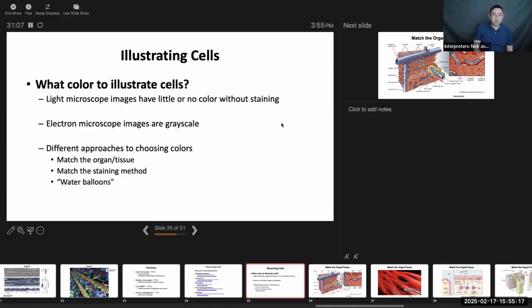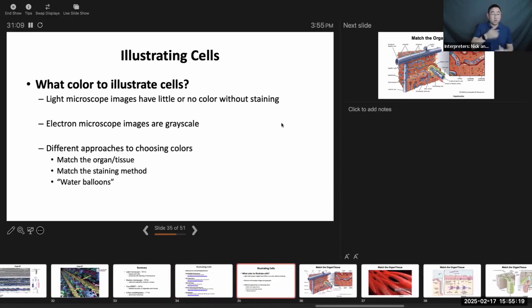But the thing I want to finish with today is just giving you some pointers about illustrating cells. And we'll use these for at least one exercise that we'll be doing a little bit later in the semester. A very common question that every medical illustrator has to ask themselves if they're illustrating something at the molecular or at the cellular level is what color to make the cells, because you don't really know. You don't have much to go on.